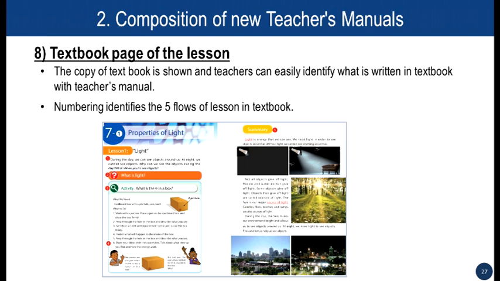Also, in the teacher manual, we have a sample copy of the lesson, so the teacher can easily identify what is written in the textbook and the teacher manual. Also, in the textbook sample, it indicates the flow of the lesson. So you will see numbers 1 to 5.